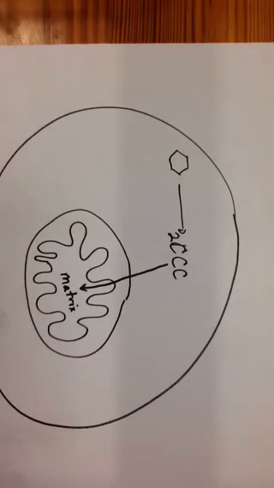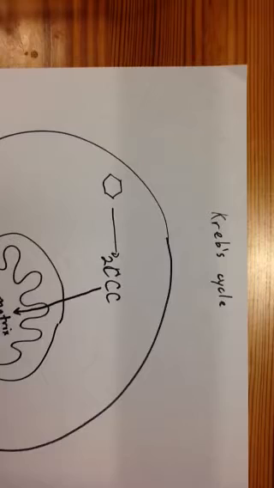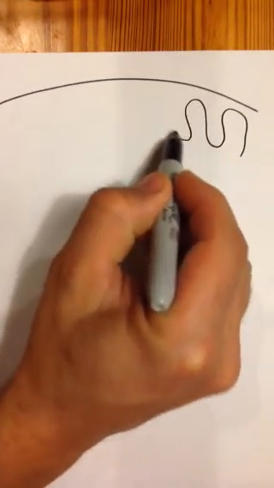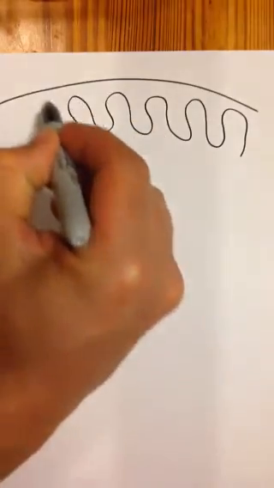Okay? So, even though you will not see oxygen directly used in the Krebs cycle, this does require oxygen indirectly. So keep that in mind. Okay. So here we go. This is going to be the outer membrane of our mitochondrion, and then here we have the convoluted inner membrane.